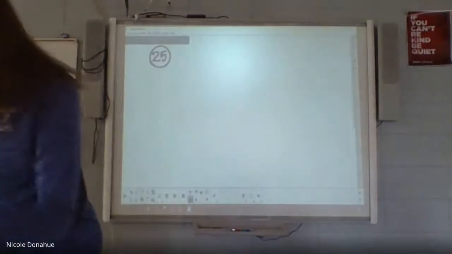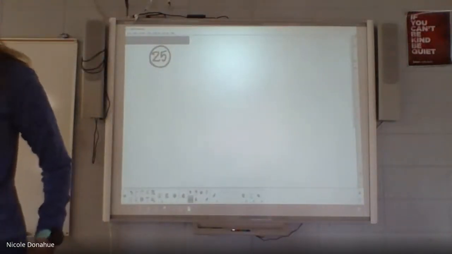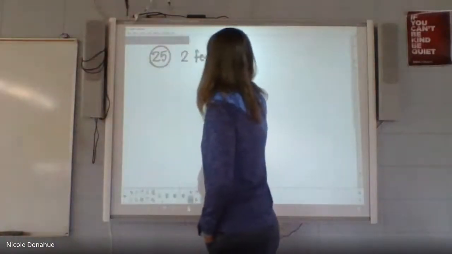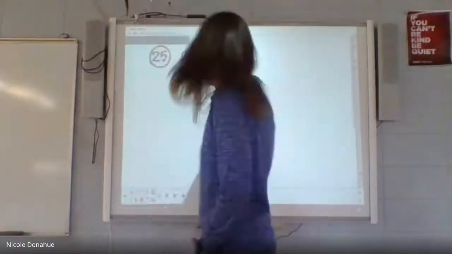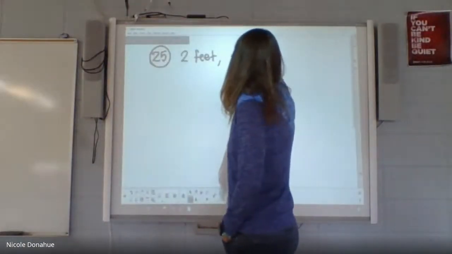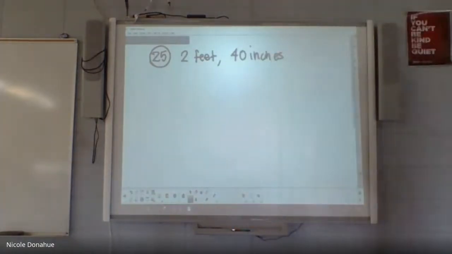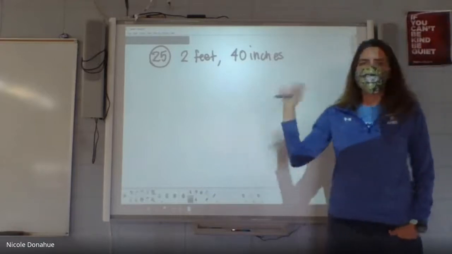So in number 25, it says, describe the possible lengths of the third side of the triangle given the lengths of the other two sides. So here's what makes it tough. It's 2 feet and 40 inches. The units are what makes this one tough, because I can't use them the way they are, because they're 2 different units. So that's probably all it was. But let's still talk through it.